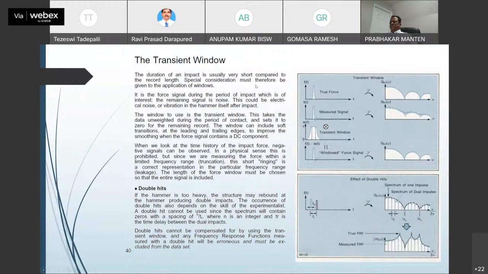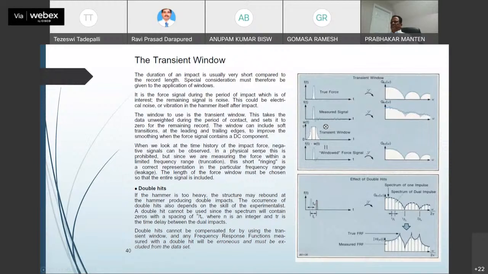The transient window: the duration of impact is usually very short compared to the record length, so special consideration must be given to the application of windows. It is the force signal during the period of impact which is of interest. The remaining signal is noise. This could be electrical noise, or vibration in the hammer itself after impact. So the transient window is used for taking care of those. It takes the data unweighted during the period of impact and sets it to 0 for the remaining period. So only the impact is taken into consideration, and all other things are removed.